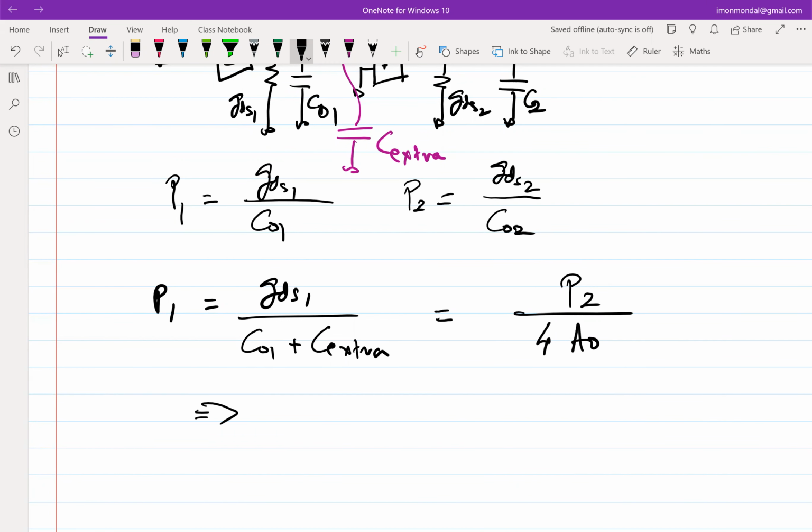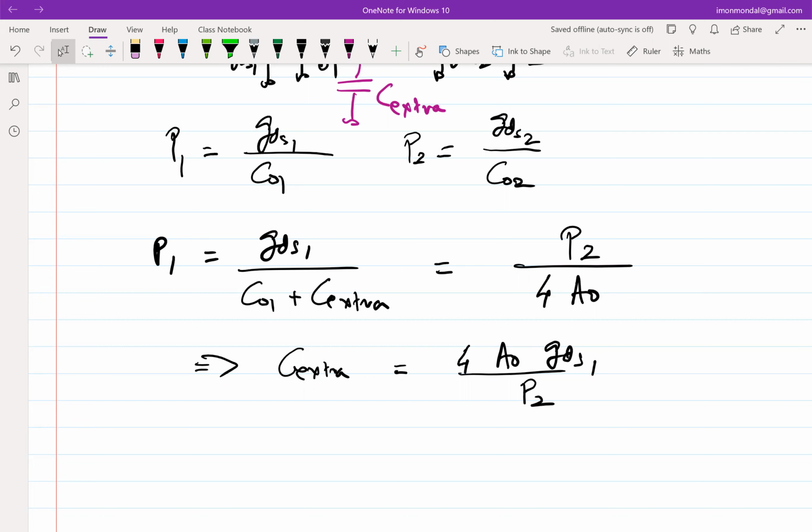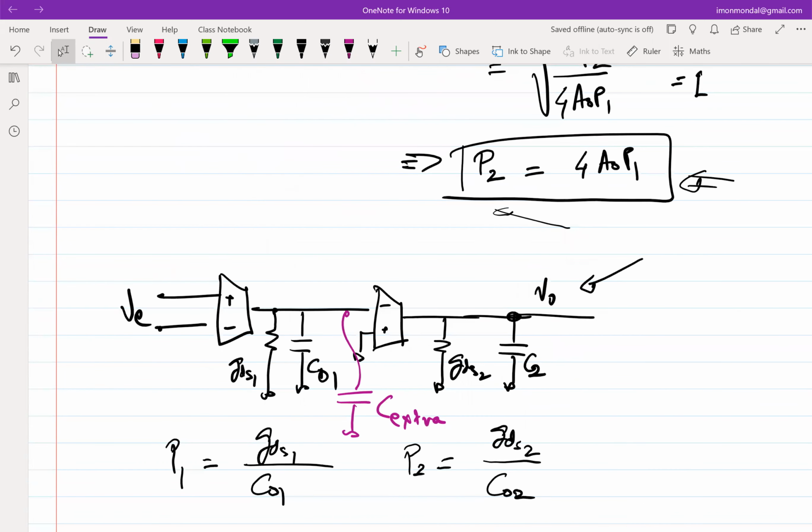One question. The location of P1 and P2 depends on A0 or not? We'll see. Once you put everything together, you will find. So location of P1 and P2: suppose this C extra is not there, just this circuit is there. Then it will depend on the A0. Because if you don't put C extra, A0 is GM1, GM2 by GDS1, GDS2. And your poles are also GDS1 by C01, GDS2 by C02. So they definitely depend.